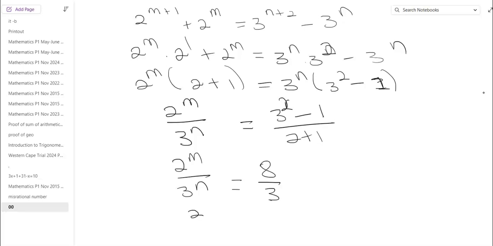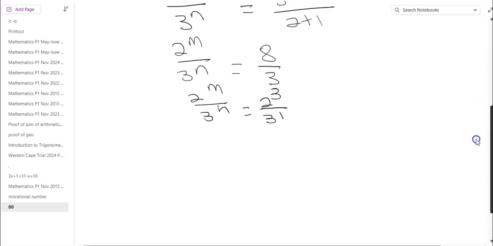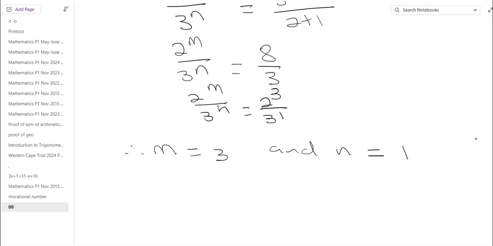So now we can say 2 to the power of m over 3 to the power of n is equal to 2 to the power of 3, which is 8, over 3 to the power of 1, which is also 3. So what we can say here is, therefore, m is equal to 3 and n is equal to 1. As you can see from here, the bases and the exponents have to be the same.